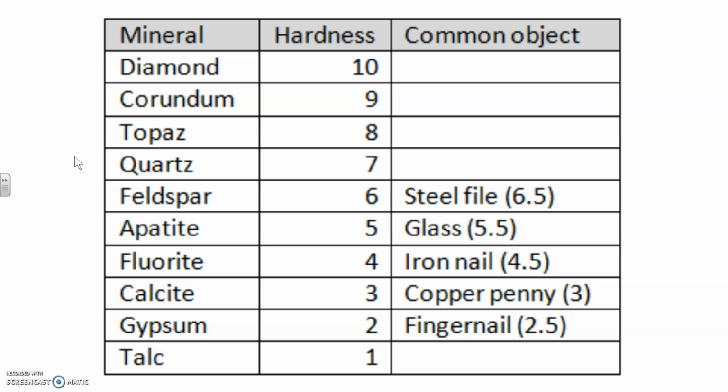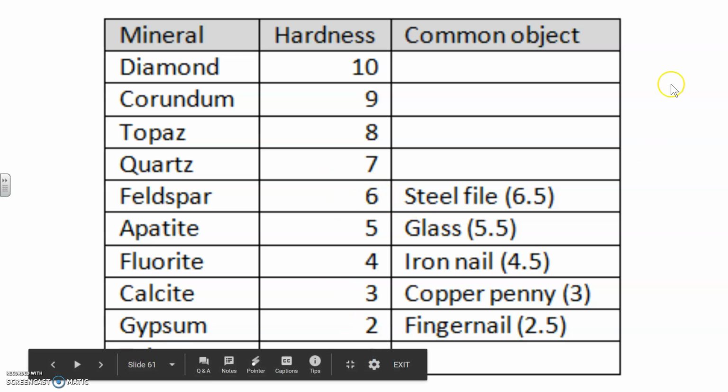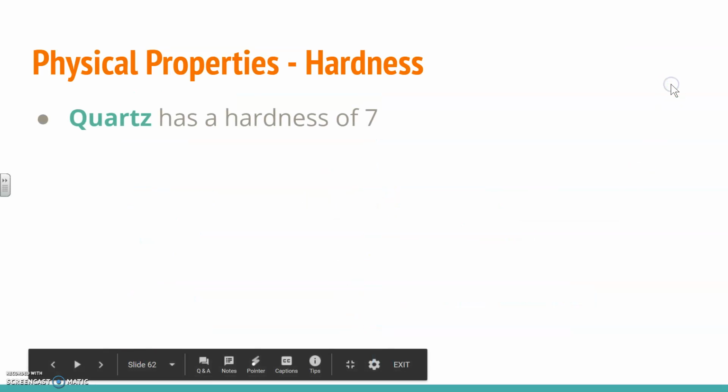Over here off to the right, what you can see is some common objects. So Mohs actually went in and he found some common household items to use as comparison. So he found that glass has a hardness of 5.5. A nail, like one that I would hammer into a board, has a hardness of 4.5. A penny has 3, and a fingernail has 2.5. So we can actually use these common objects to gauge where we are. If your fingernail can scratch it, it's either gypsum or talc. If a steel file can scratch it, then it's one of these, 6 through 5. Okay, so we can use those tools to help us identify things later on.